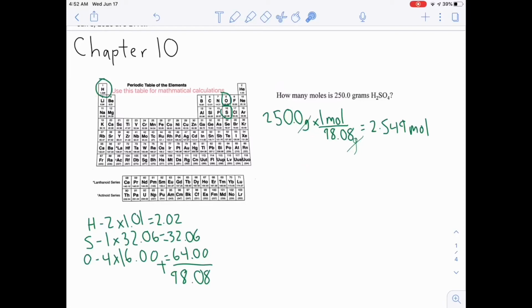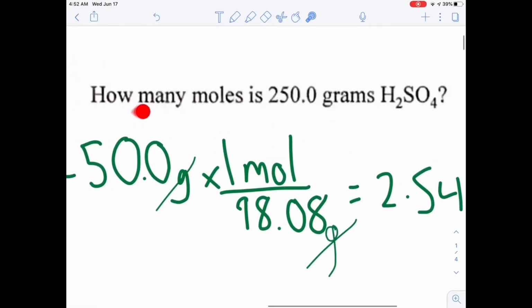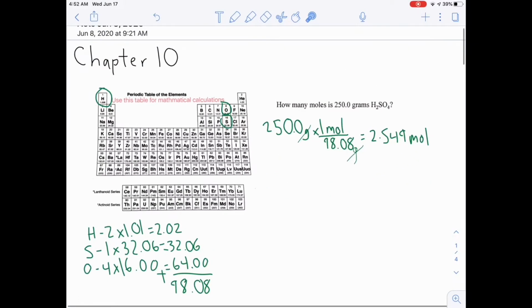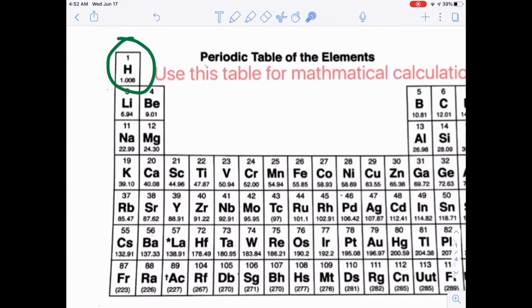In Chapter 10, we use the periodic table to help us solve conversion factors. So we're going to be solving this one right here. So the first step is to write what's given. And we know we're going to have to find the molar mass of H2SO4 because we see grams.